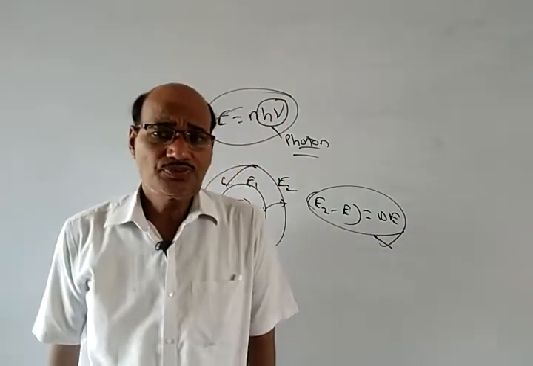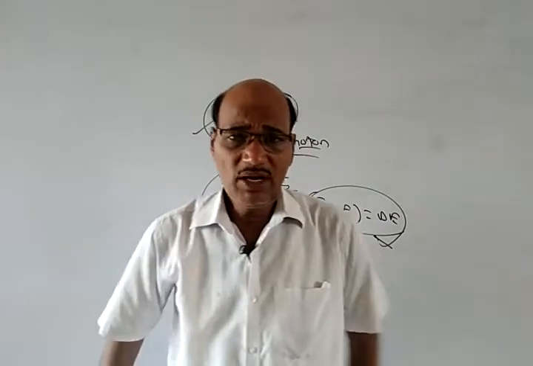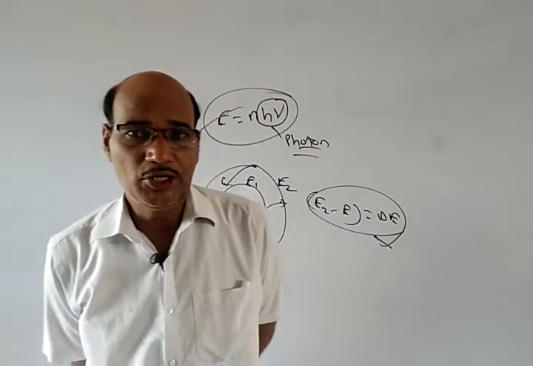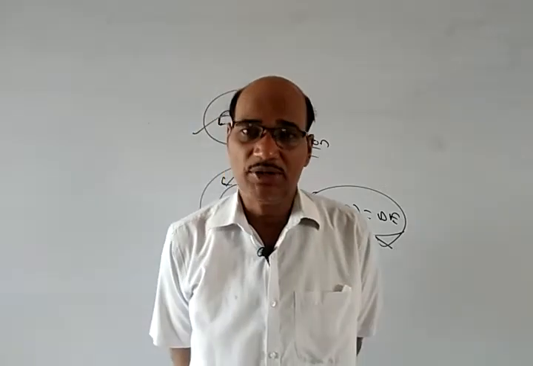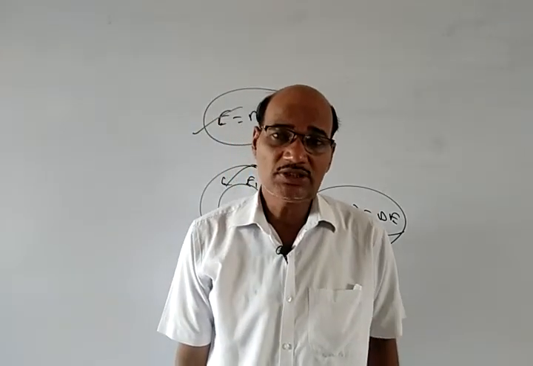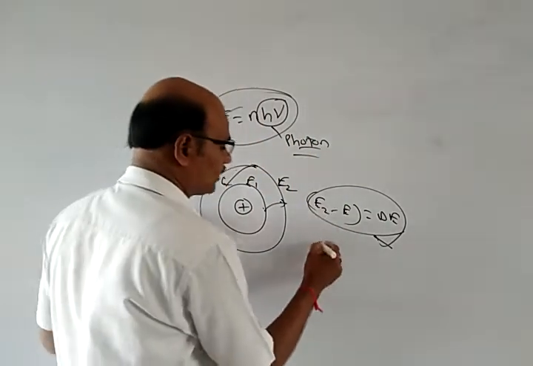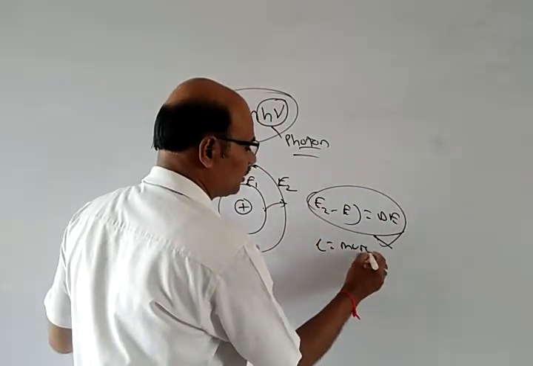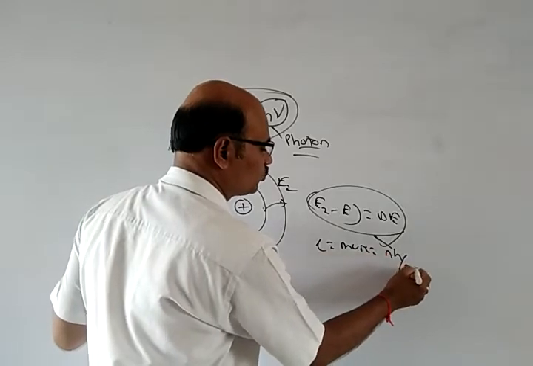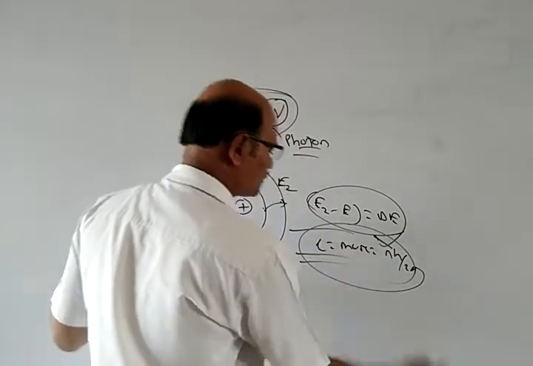Now, while revolving around the nucleus, an electron possesses an angular momentum, according to Bohr, which is an integral multiple of h by 2 pi. So L equals mur equals nh by 2 pi. This we also discussed.